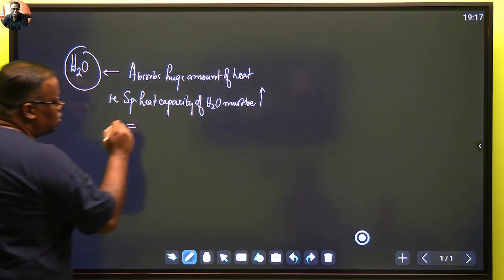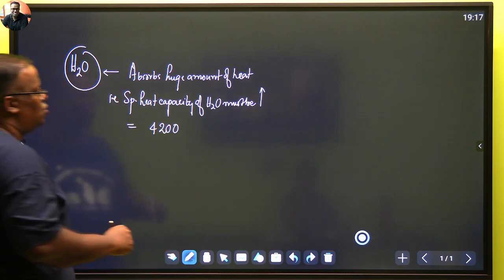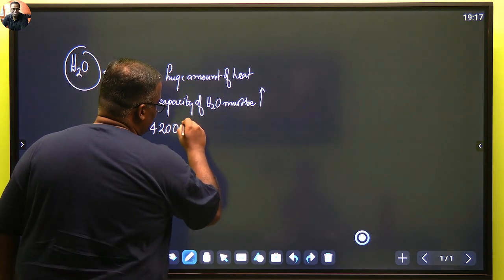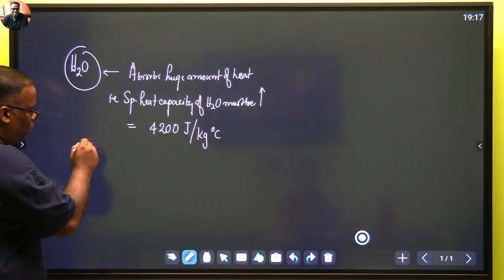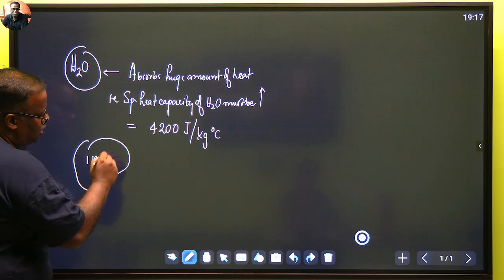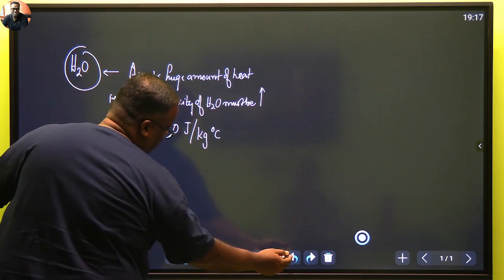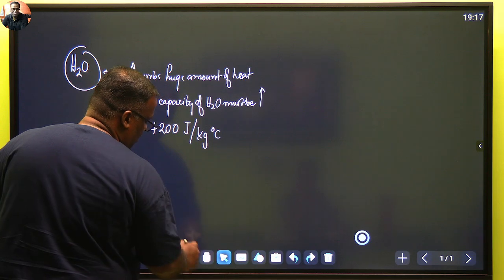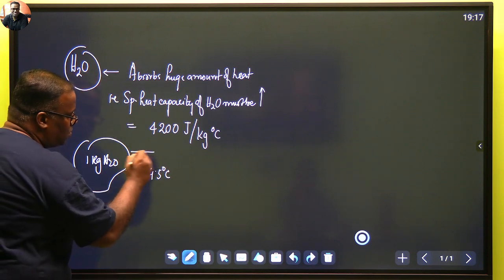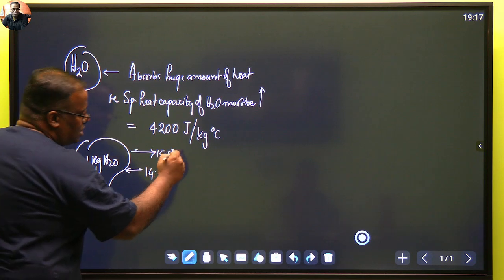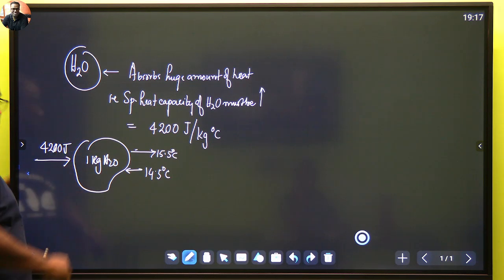So you will be surprised that the specific heat capacity of water is 4,200. It should actually be 4,180. So 4,200 joules per kg degree centigrade. It means that if you have 1 kg of water, this is 1 kg H2O, and right now it is at a temperature, say, 14.5 degrees Celsius. In order to make its temperature go up to 15.5 degrees Celsius, you have to supply how much heat? 4,200 joules. Are you understanding?